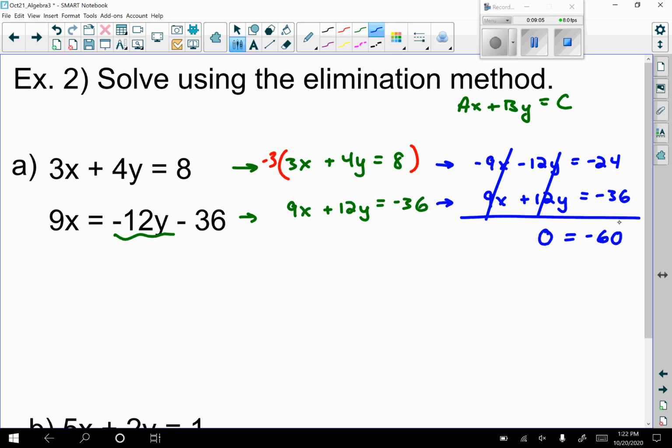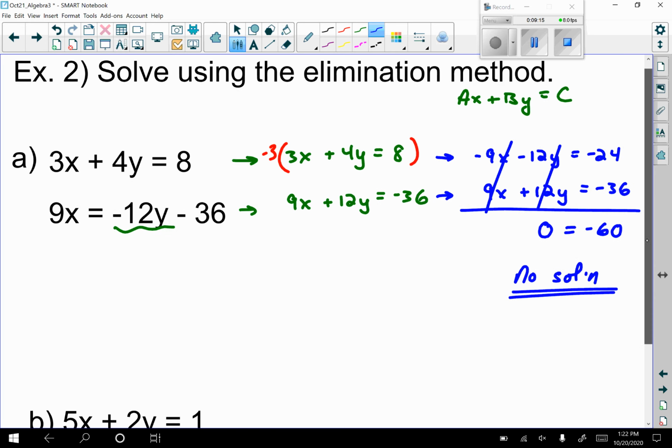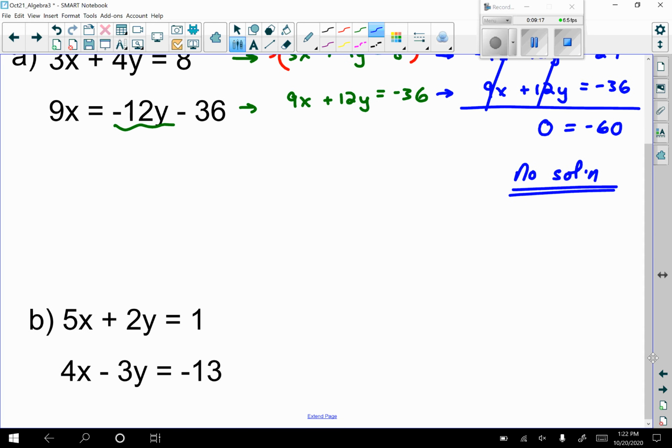What do you guys think the answer is? No solution. So this actually turns out to be parallel lines. If we were to try to solve by graphing these, they would be parallel lines. So we have no solution. Let's try one more.